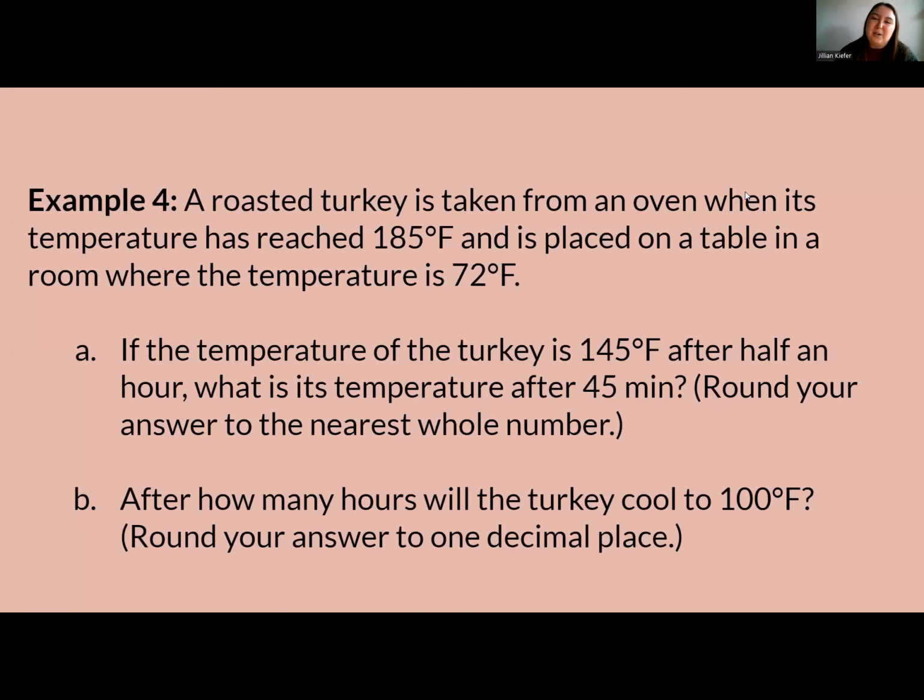So example 4, roasted turkey is taken from an oven when its temperature has reached 185 degrees Fahrenheit and is placed on a table in a room where the temperature is 72 degrees Fahrenheit. A, if the temperature of the turkey is 145 degrees Fahrenheit after half an hour, what is the temperature after 45 minutes? Round your answer to the nearest whole number. And B, after how many hours will the turkey cool to 100 degrees Fahrenheit? Round your answer to 1 decimal place.